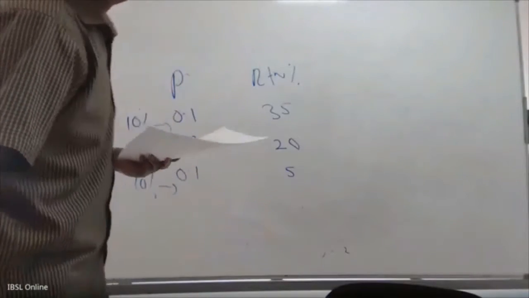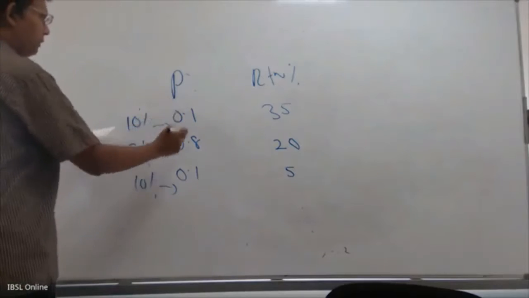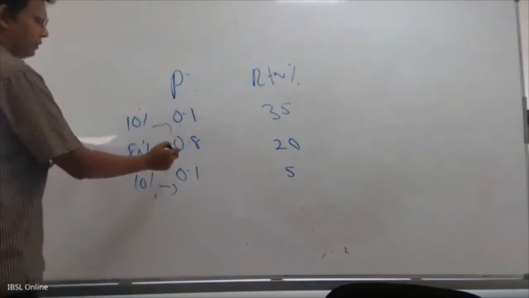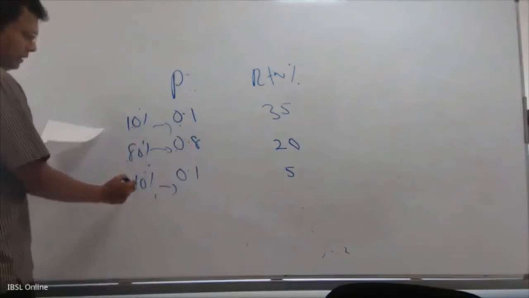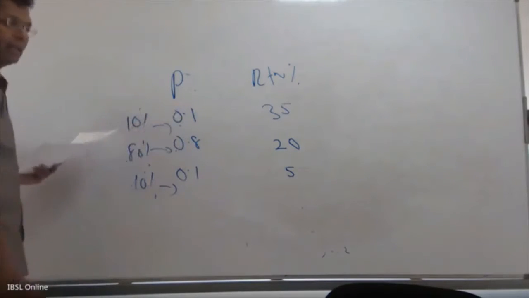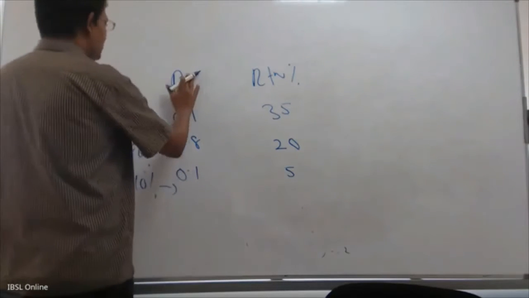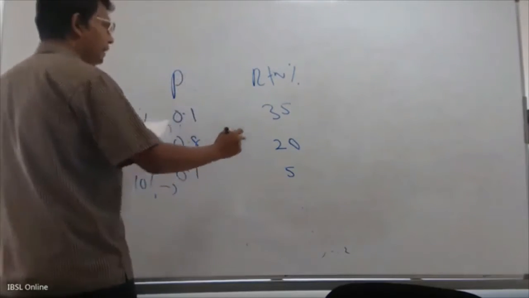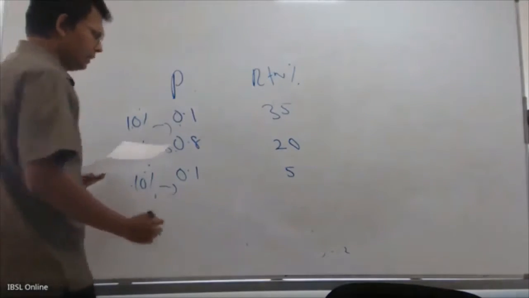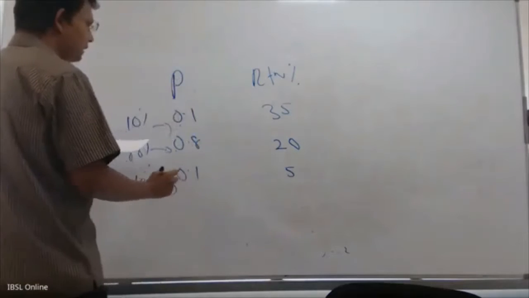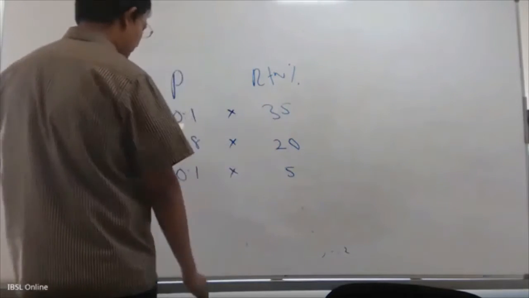Now this is the question. The probabilities are 0.1, 0.8, 0.1, meaning 10%, 80%, 10%. You convert these percentages into decimals, so I remove this percentage mark. And here the returns are 35%, 20%, and 5%. How do you calculate the expected return? Basically, this into this, this into this, this into this, and you add these things together.